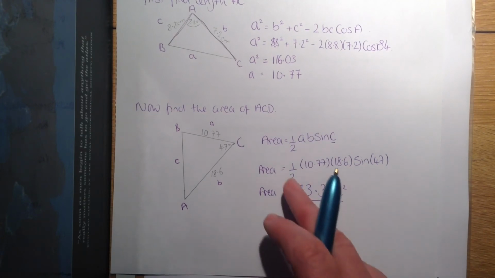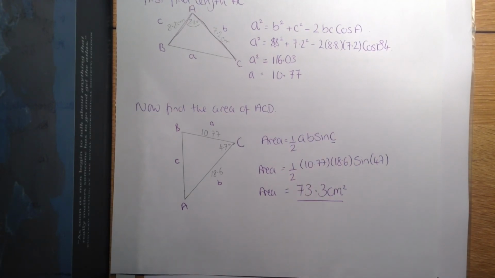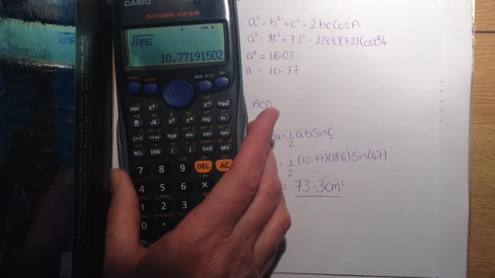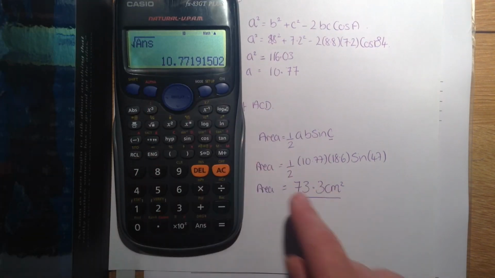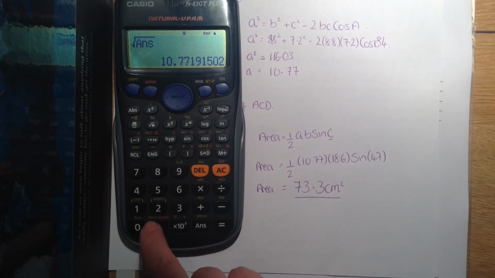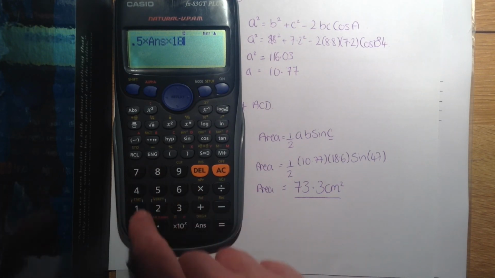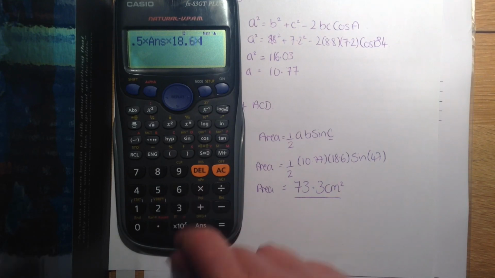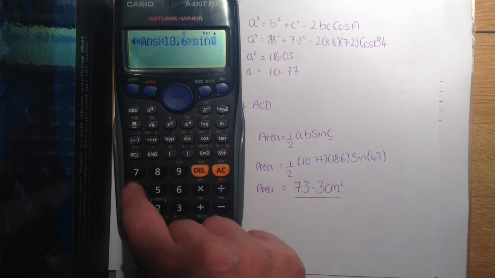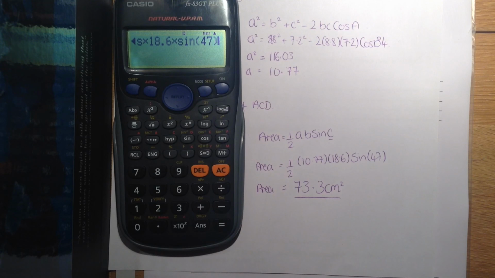Right, once again now, sub it all in. And again, when I do this on my calculator, you'll see I've still got that number in there. So I'm going to do 0.5 times ans, that'll bring that number back up, times by 18.6, times by sine 47, don't forget to close the bracket, equals, and there we have the final answer, and it's at that point that I round. Okay?